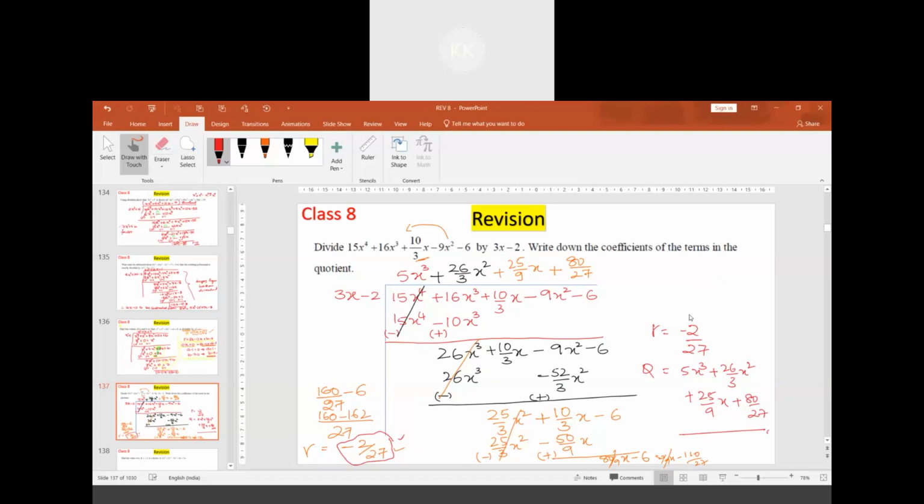The remainder is not 0. Sir, I didn't understand how you took the quotient. You did not understand how I have taken the quotient? Yes, sir. This is the quotient expression.